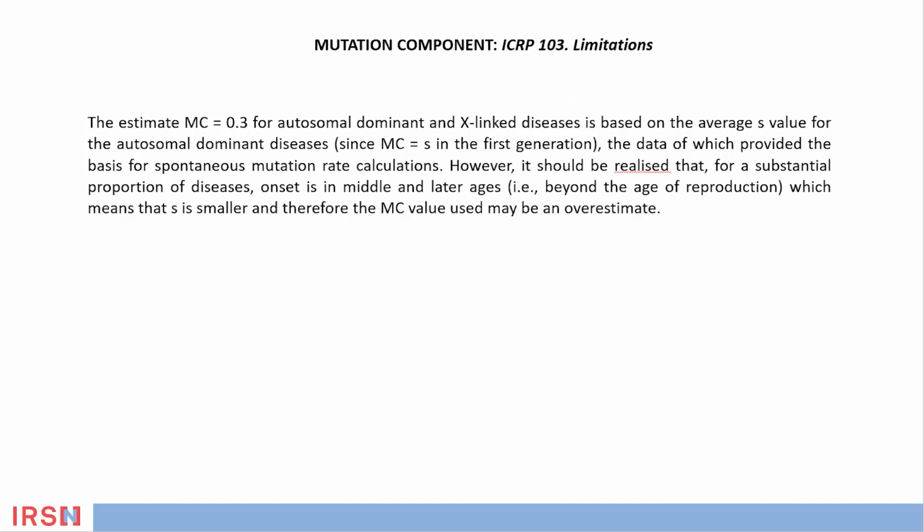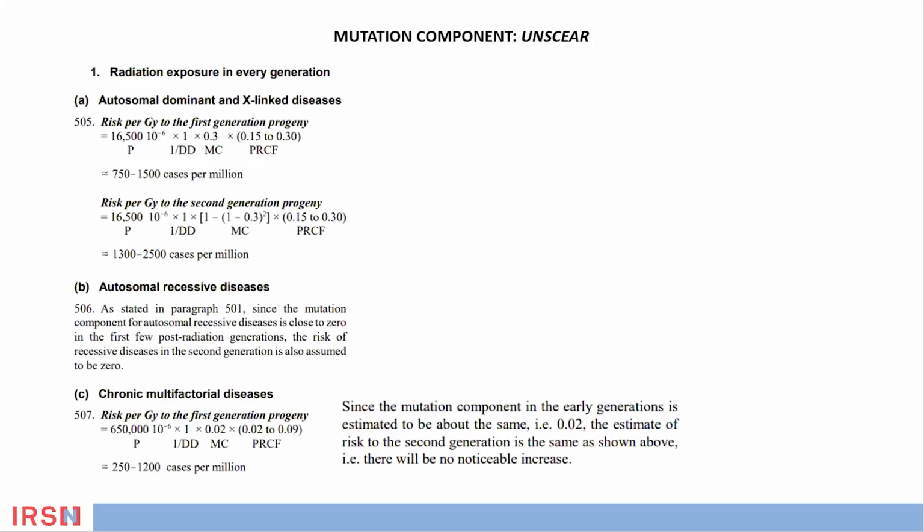Okay, these are some limitations from ICRP 103. They describe that the mutation component for autosomal dominant and X-linked disease is based on the average value for autosomal dominant disease, the selection component. But this is overestimated. That is everything. And these are some calculations from UNSCEAR 2001.